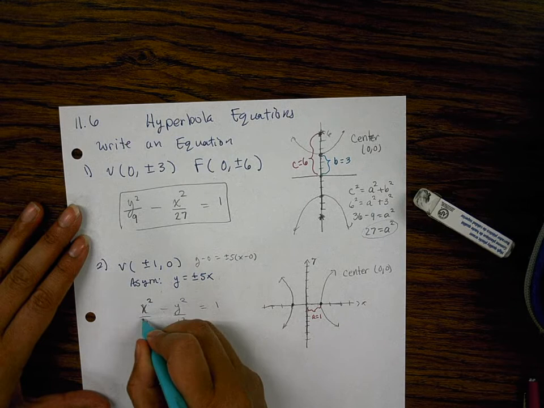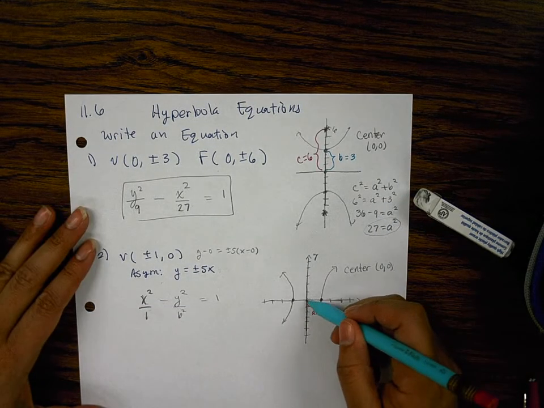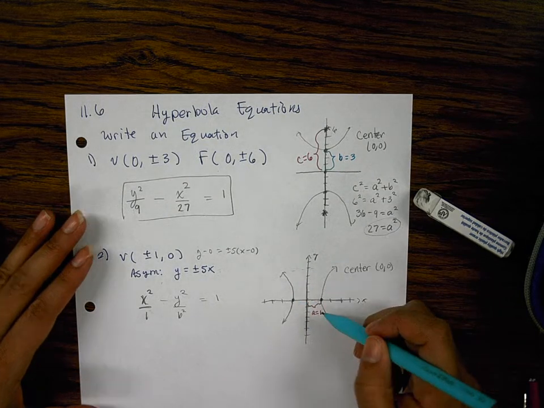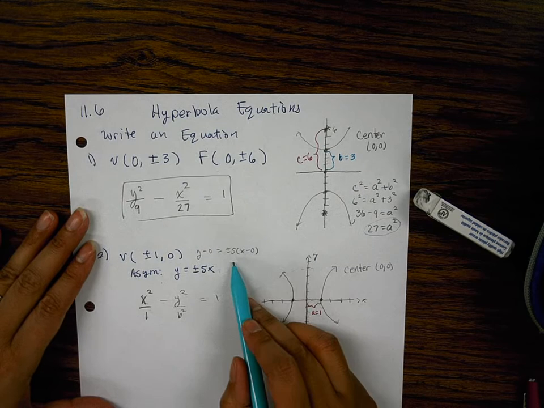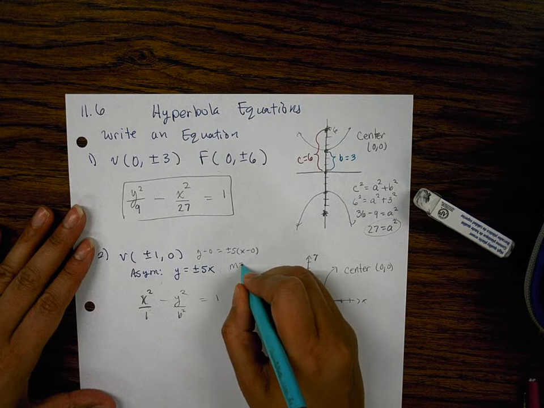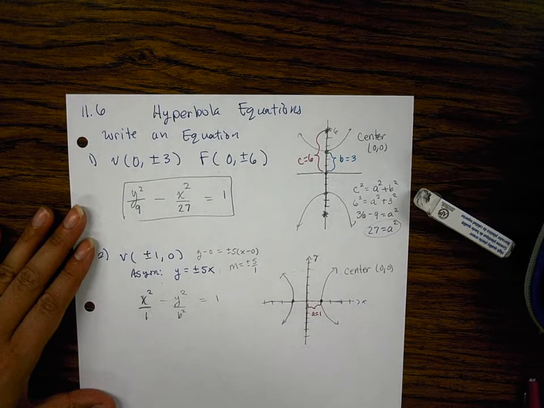x squared over 1. Okay, now we need to find how far from the center up and down, like what does that rectangular box look like? We're going to use this. Whether you think of it as the point slope form or slope intercept form, you can see the slope is plus or minus 5 over 1. Can you see that? Either form you look at, the slope is 5 over 1.